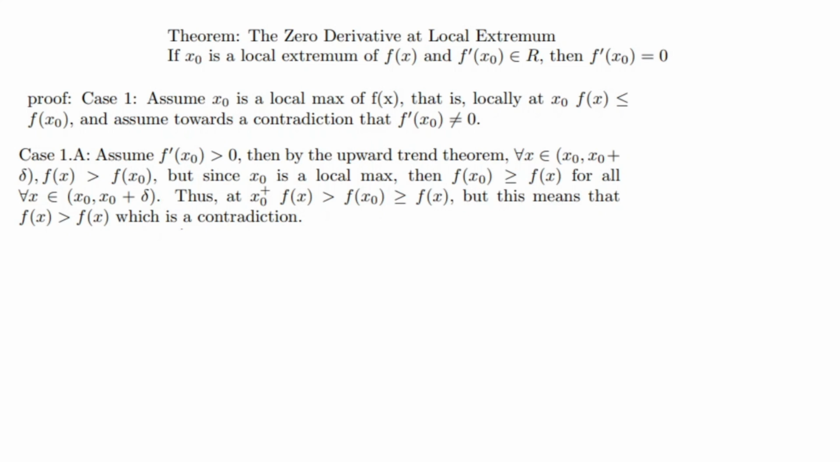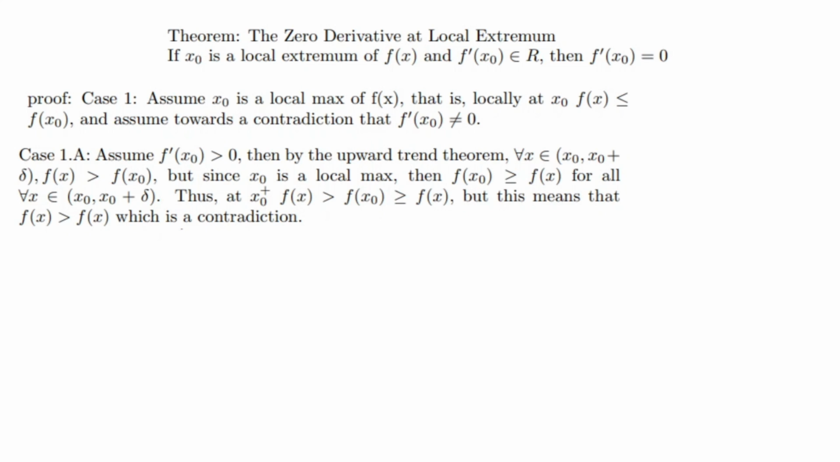Now, by the upward trend theorem, which I didn't really talk about, but all you need to know is that, in easy terms, if the derivative is positive, a function has an upward trend, right? In an interval to the left, all the function's outputs are less, and in an interval to the right, all the function's outputs are greater than the function output at the point, right? So we're going to restate that. For all x in a right delta neighborhood of x naught, f of x has to be greater than f of x naught. It has an upward trend.